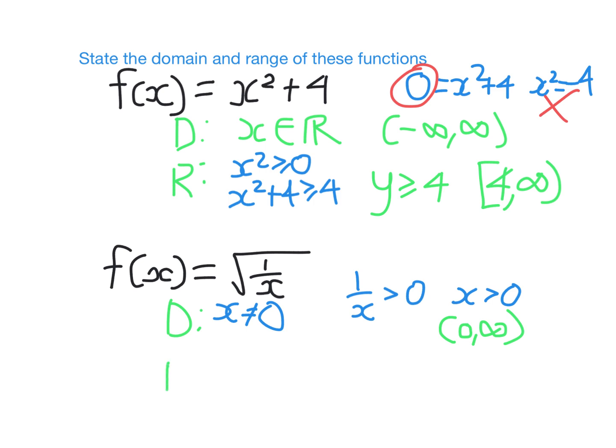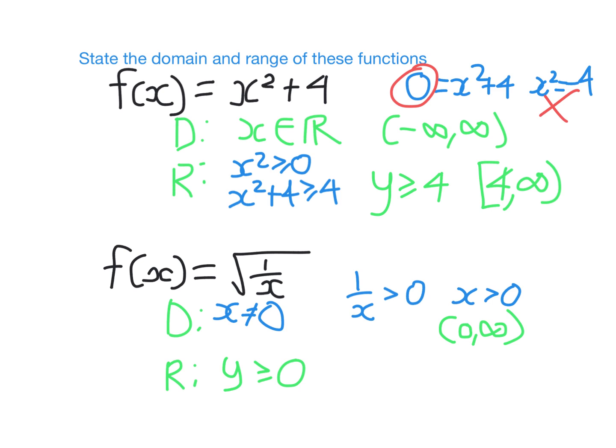All right, so what about the range here? Well, when you square root a number, the answer is always positive. Like the square root of 9 is 3. It's not negative 3. So straight away here, we know that y has to be greater than or equal to 0. Remember, y and f(x) are the same thing.